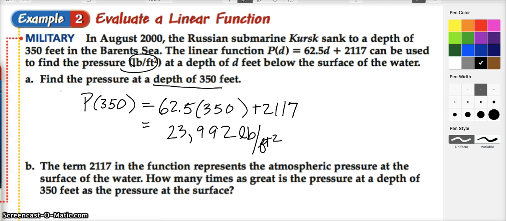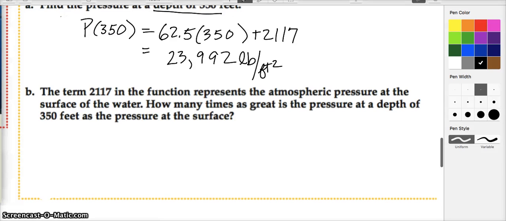Okay, so let's look at this last portion of the question. Let me scroll down a little bit. It says, in terms of the 2117 in the function, it represents the atmospheric pressure at the surface of the water. Makes sense, because if I throw a 0 in here, 62.5 goes away, 0 depth, I get at 0, the pressure is 2,117.